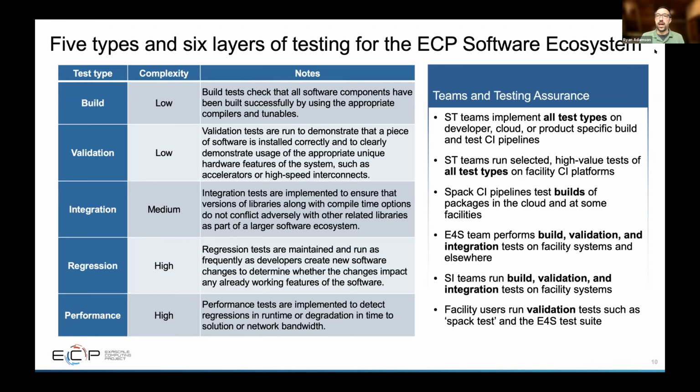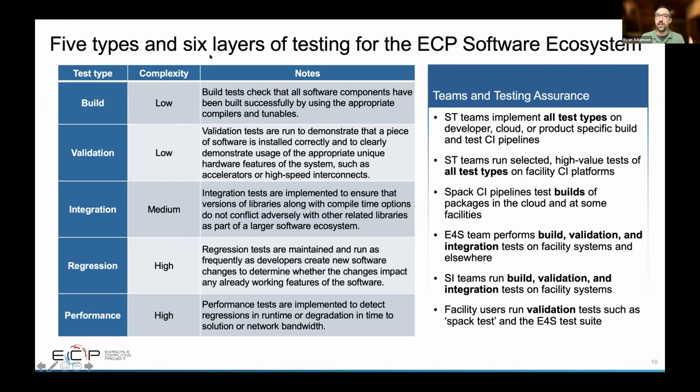But in general, the ST teams are really implementing all these test types on their own work that they do as they're working towards development. And they run specific high-value tests of all types on facility CI platforms. Then the Spack team, right, tests builds in the cloud and at some facilities. The E4S team does build validation integration tests. The SI teams run build validation integration tests on facility systems, and then the facility users themselves, like you, right, can run validation tests such as Spack test and even the E4S test suite on the facility installed software.